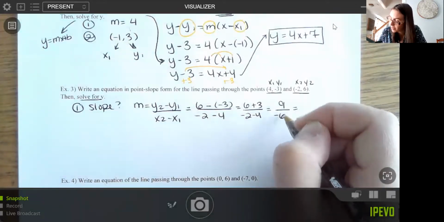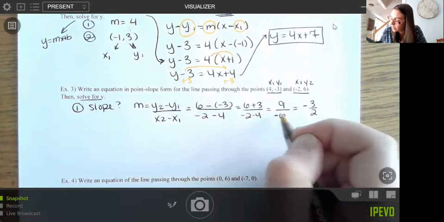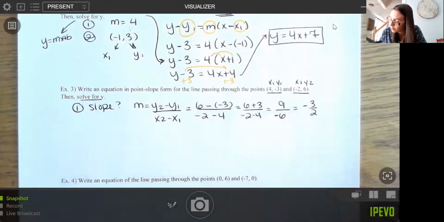And I do want to simplify that. I can divide these both by 3. So I'm going to end up with -3/2. That negative sign can go anywhere I want. So I'm just going to put it out front.